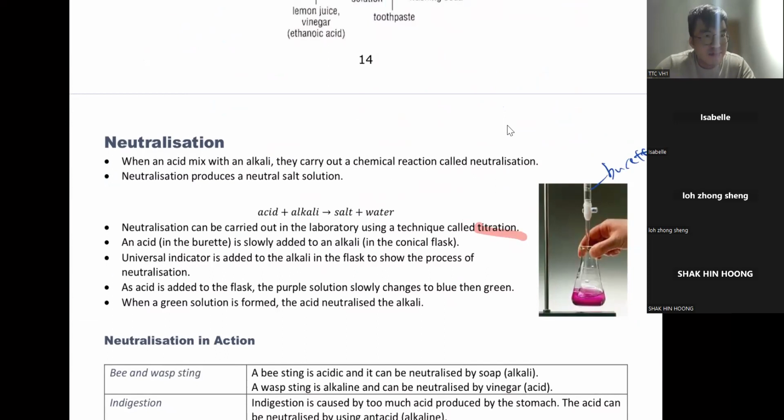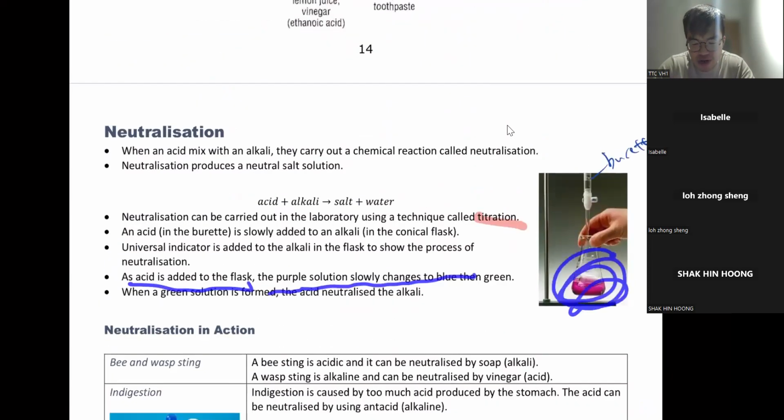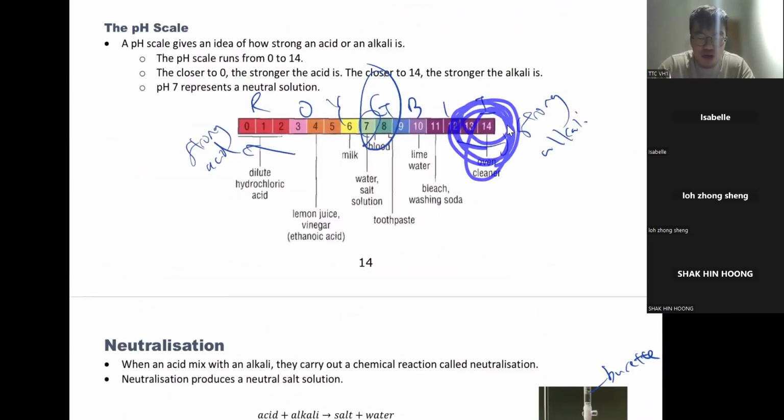Okay, so when acid is added to the flask, the purple solution slowly changes to blue, then green. In the beginning, because this is alkaline, you see purple. As you start to add acid, it will slowly become lighter and lighter. It will go blue, and then from blue, it will slowly change to green. When you see green, you know it's time to stop. Green means neutral. If you keep adding more acid, when it turns yellow, it means it's too far. That means it has overshot. Now you have to redo the whole thing again.